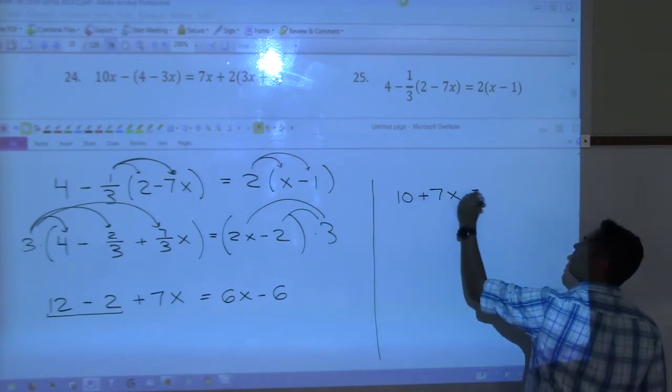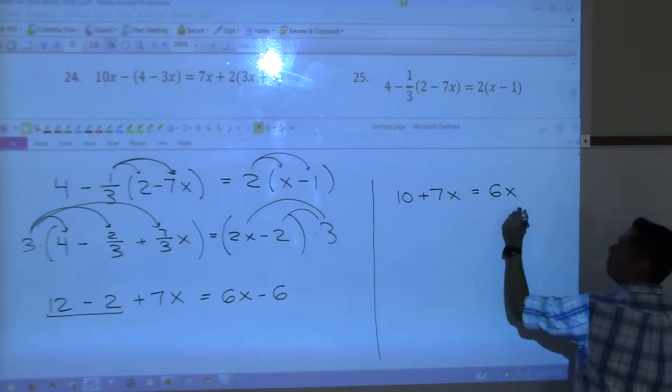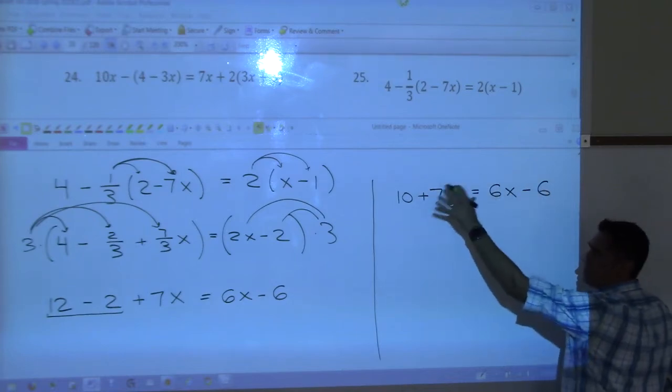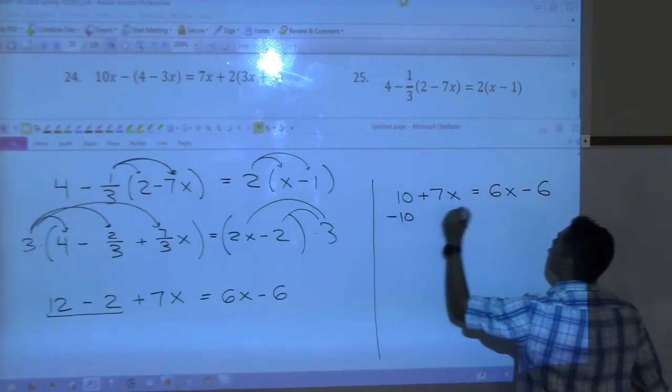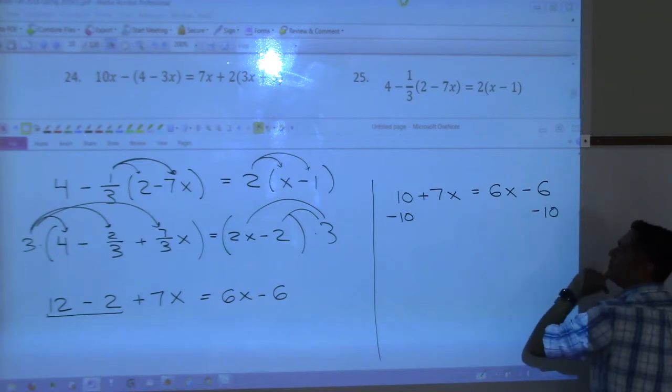What would you like to do next? I'll subtract the 10 to the opposite side, to the 6. Okay, so you're going to try and get your x's on the left side, so you're deciding to subtract 10 here, which means you have to subtract 10 here. To the 6, negative 16.